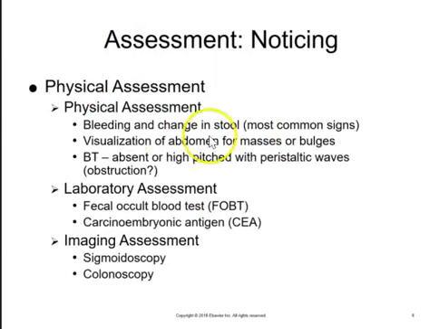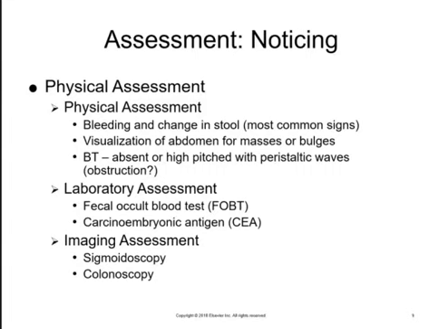For physical assessment, if you remember from the oncology section, we talked about the acronym CAUTION, and one of the signs in there was unusual bleeding or changes in bowel habits. So those are going to be indications here. The American Cancer Society recommends FOBT, or fecal occult blood test, yearly to screen for colorectal cancer. So bleeding and a change in stool are going to be the most common signs.